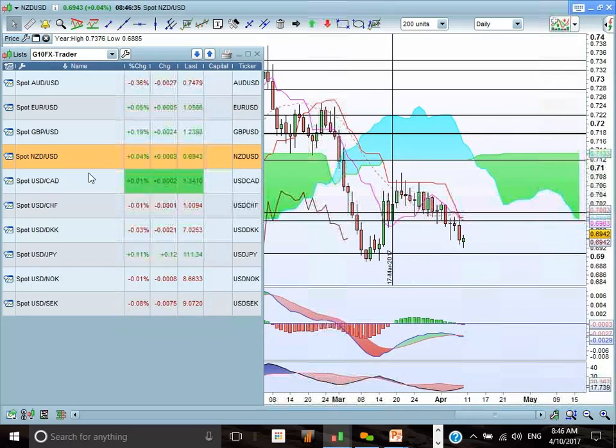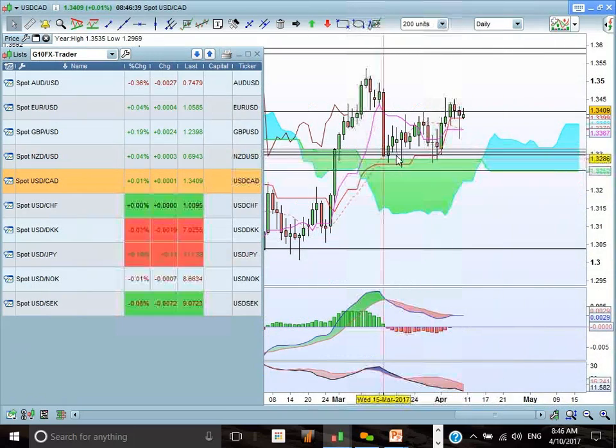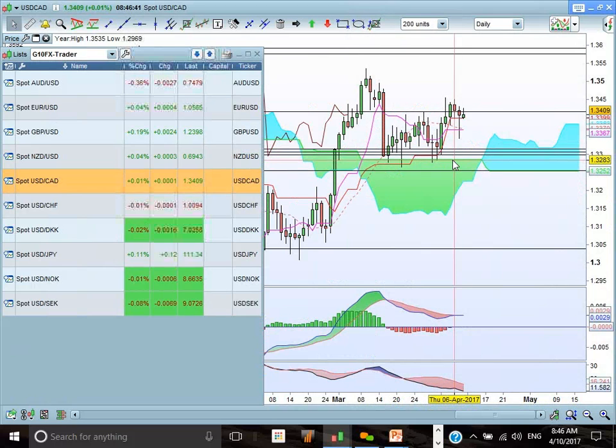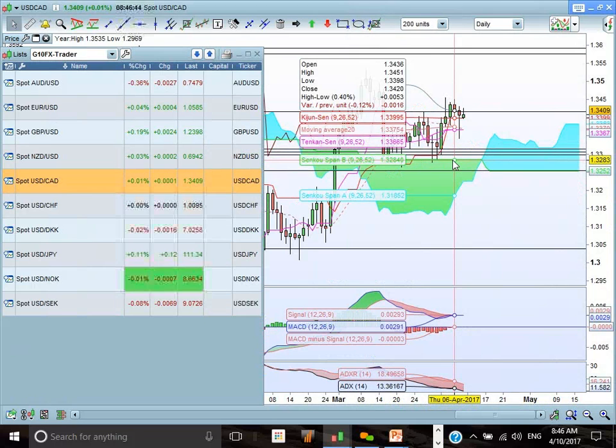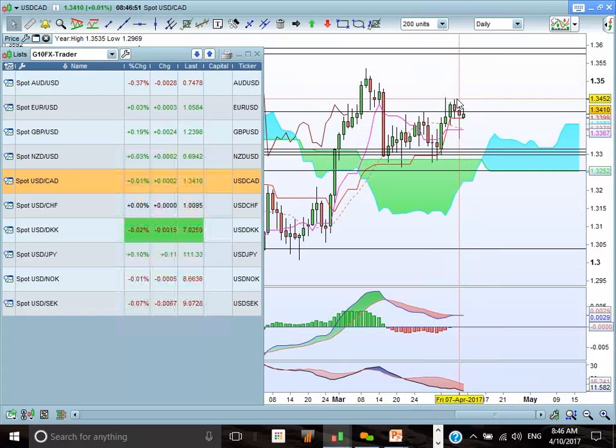Net short there. US dollar CAD had a lovely rebound from the cloud support zone. We can see this area at 132.83 is a significant support zone at the top end of the cloud, and we can trade these rebounds, buy these rebounds, and sell the rally into the resistance zones there at the old cloud chart highs.